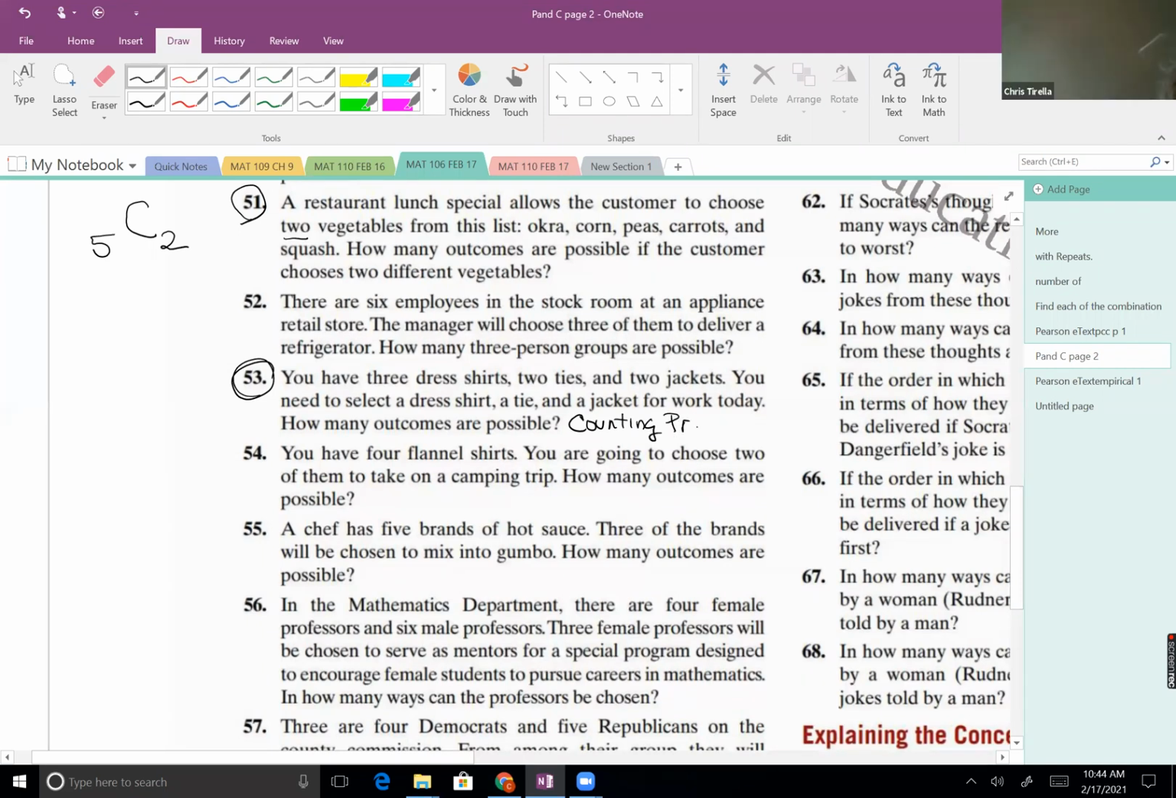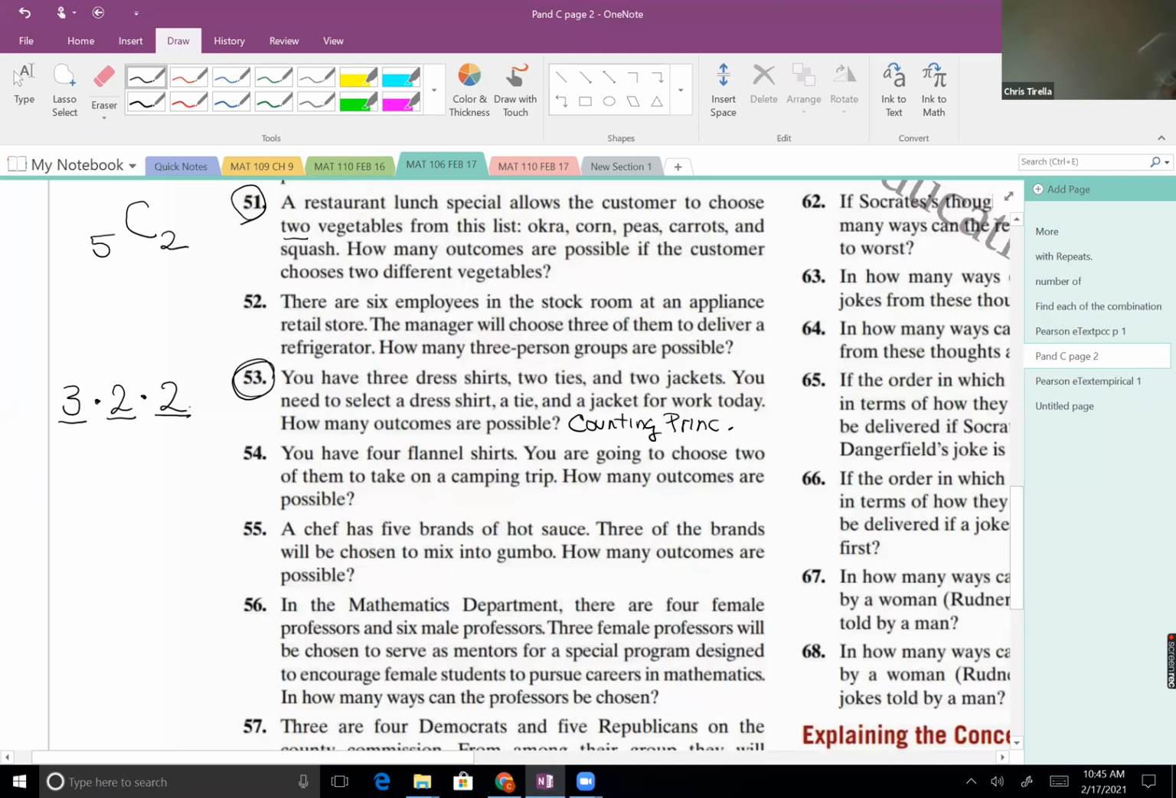And so you have to be careful. Every once in a while, you're not going to have a permutation or a combination, but rather you're going to have a counting principle. We've got 3 things to pick. We have to make 3 choices. We have to pick a shirt. There are 3 to choose from. We have to pick a tie. There are 2 to choose from. We have to pick a jacket. There are 2 to choose from.